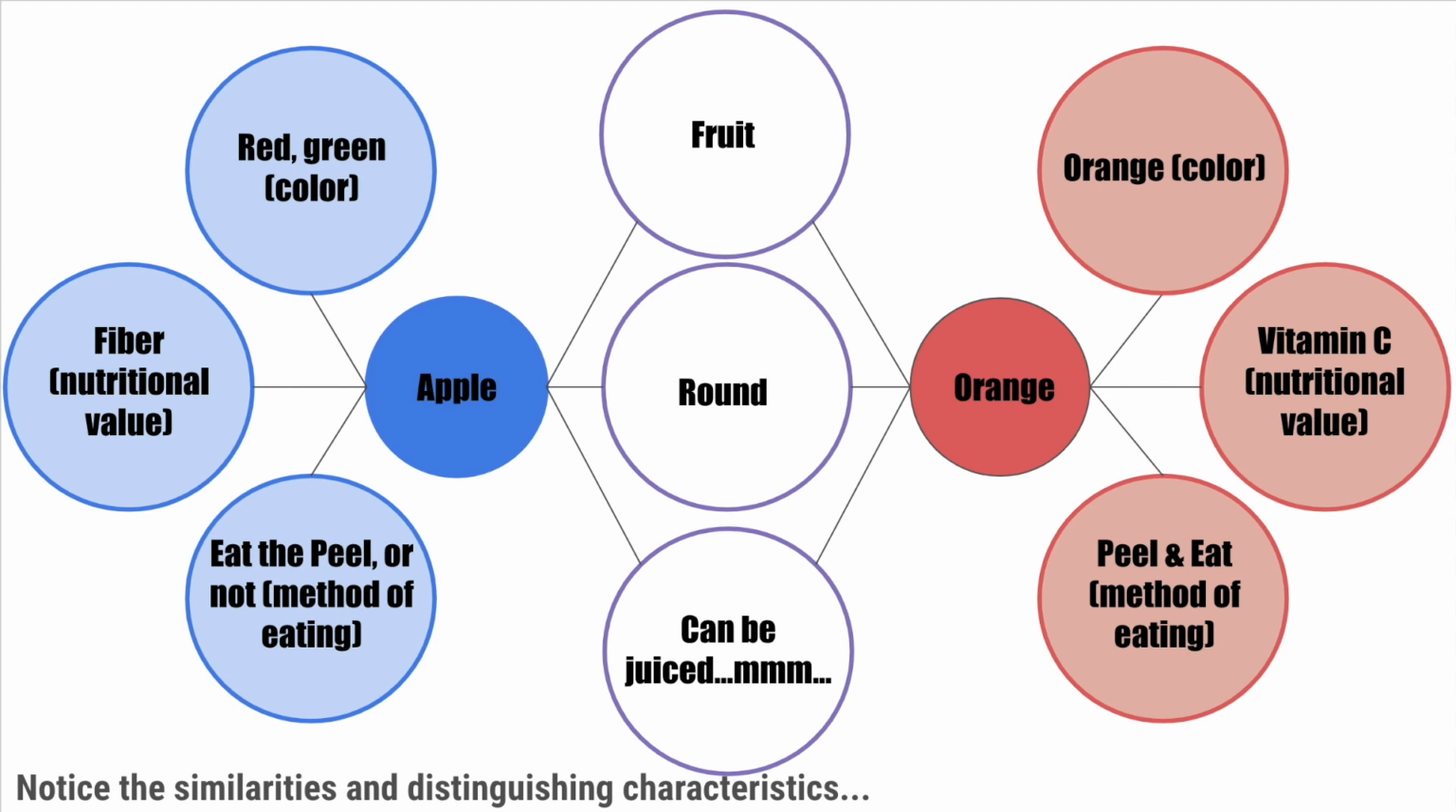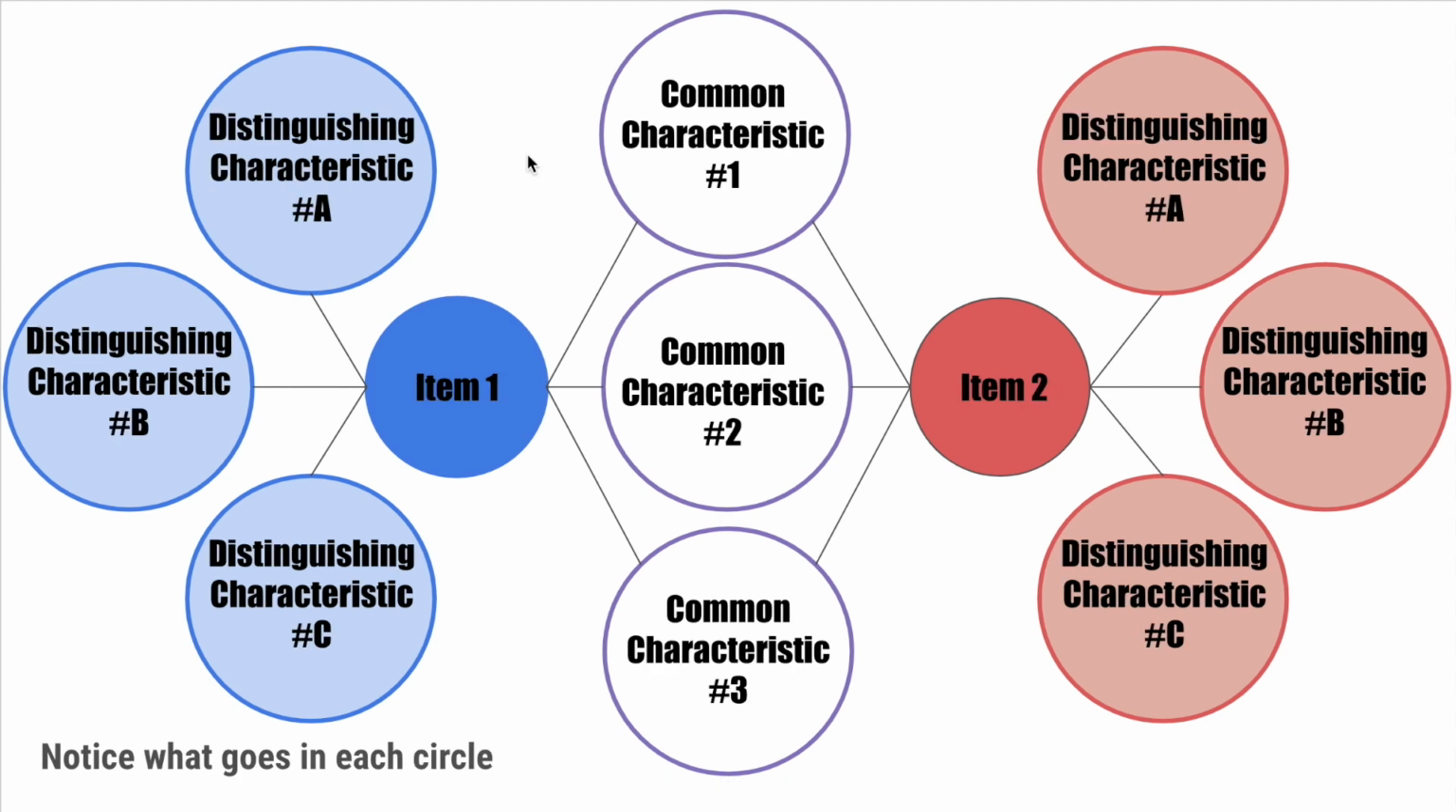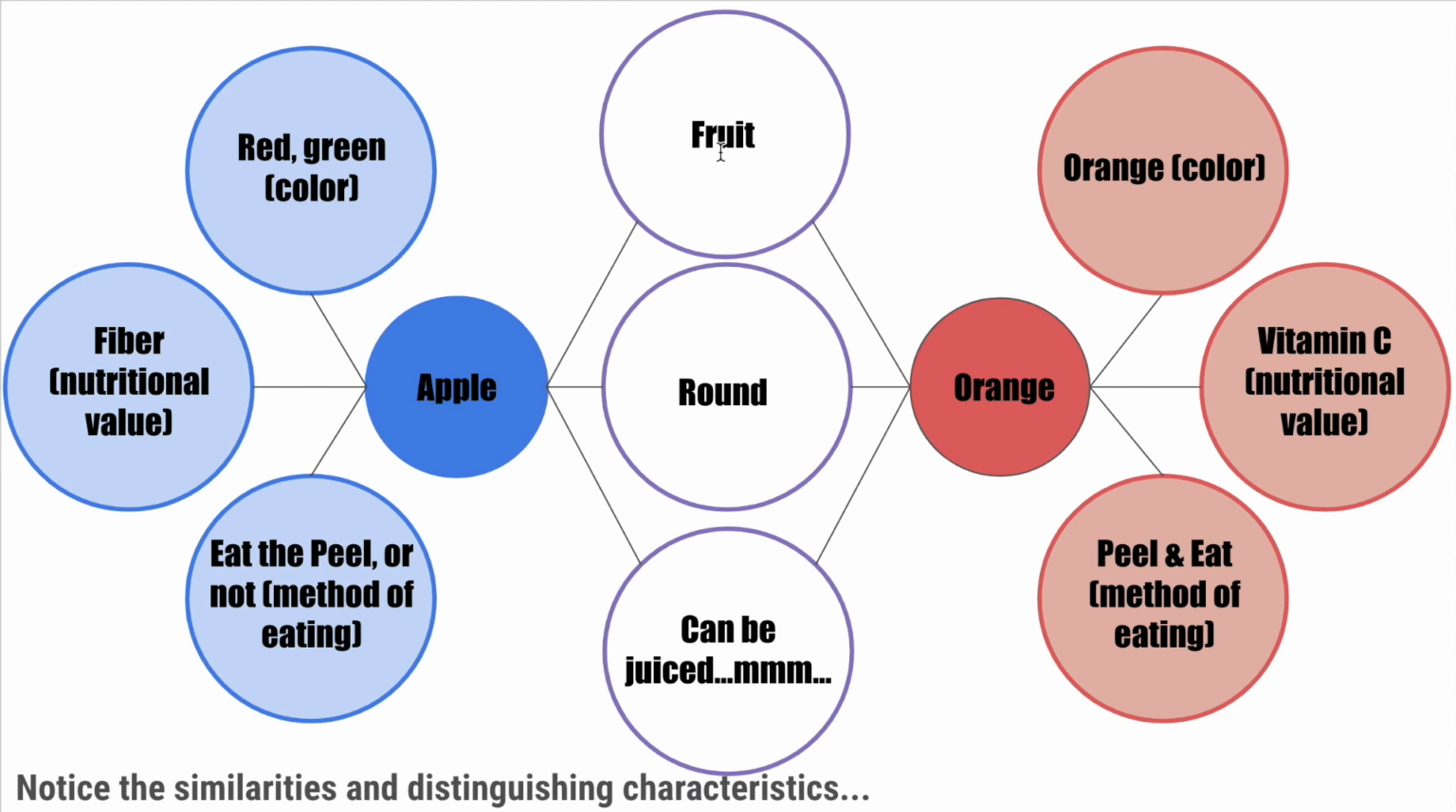Now, I want to go back to what the original one looks like. Notice again, we've got item 1, item 2. Characteristics they have in common go in the middle, and then distinguishing characteristics go along the edge. And there's where we see with our apple characteristics they have in common: fruit, round, juiced, and then the distinguishing characteristics we see there on the edge.